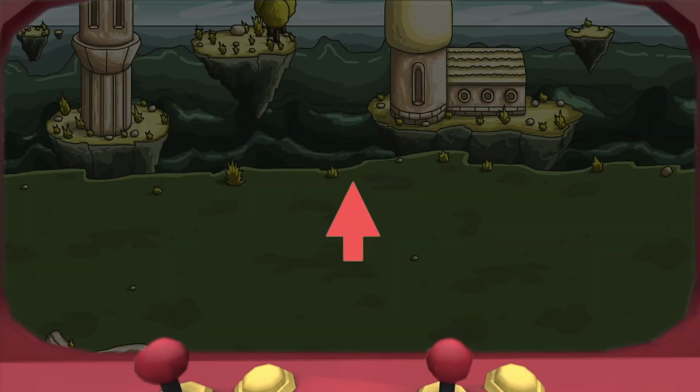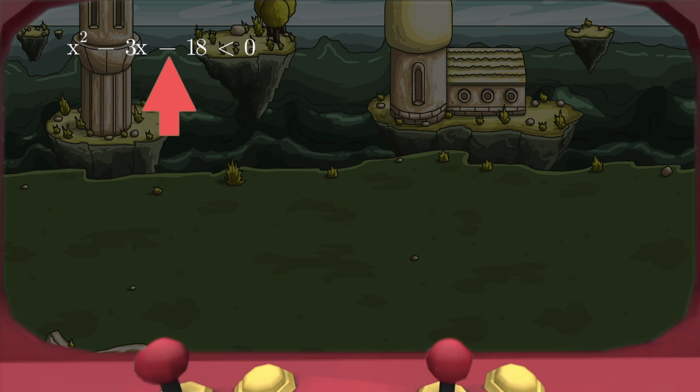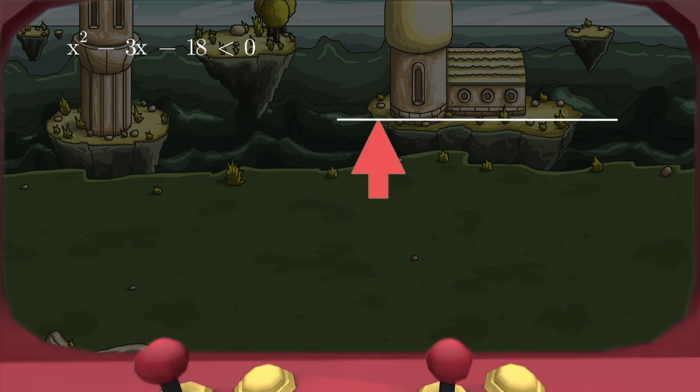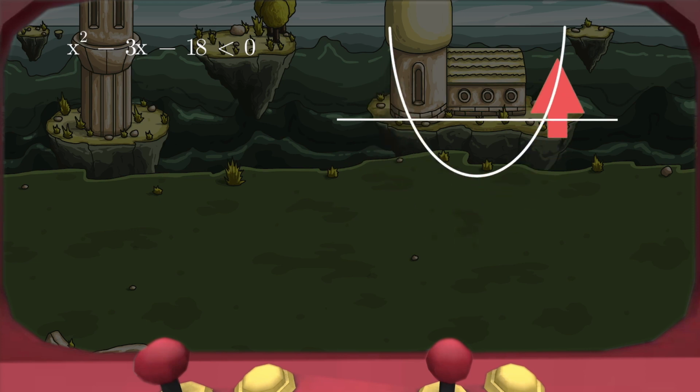Here is the same example as before, and we have x squared minus 3x minus 18 is less than 0. So what does this mean? It means, where is the parabola, because this is a quadratic expression, below the x-axis. We can already draw it, because this a is already a positive value. It's a positive 1, even though we can't see it. So we draw the parabola with its legs pointing up, and we put the x-axis in.